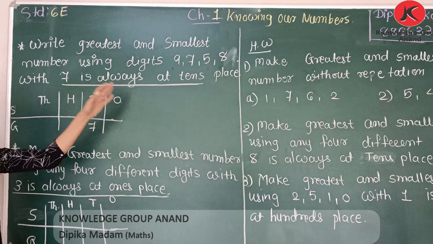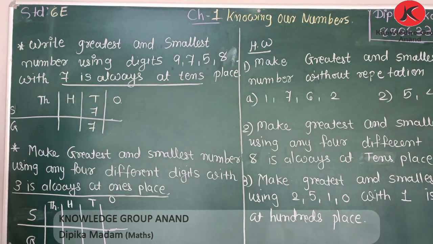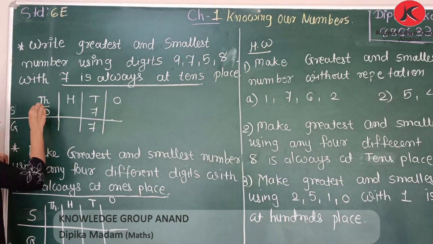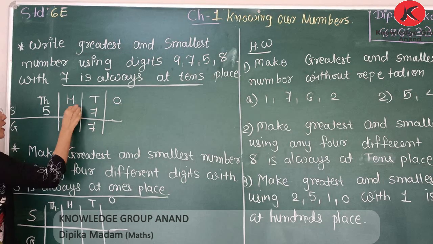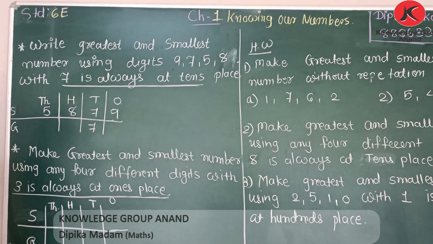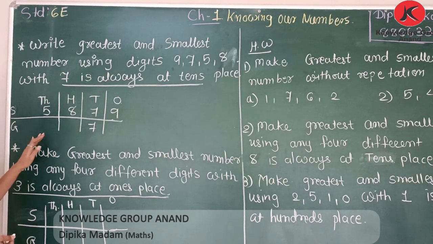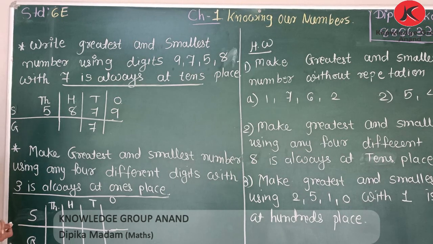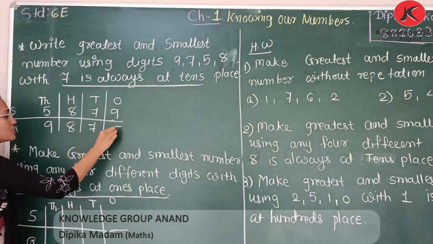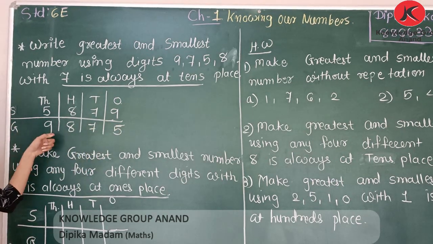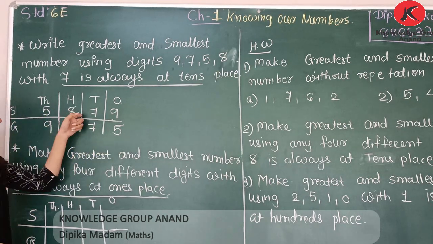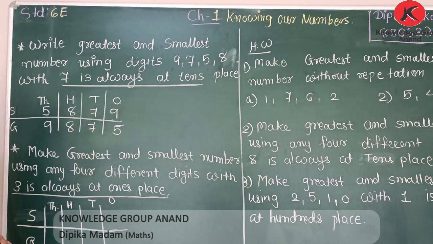You need to arrange these digits so you get the smallest number and the greatest number. For the smallest number, you need to arrange the remaining digits in increasing order. So what will be the first number for the smallest? It will be 5. Next is 8 and last 9. This is the smallest number using the given condition and digits. To get the greatest number, we need to arrange the digits in decreasing order. So first we write 9, after that we write 8 and last number is 5. So greatest number is 9875 and the smallest number is 5879.